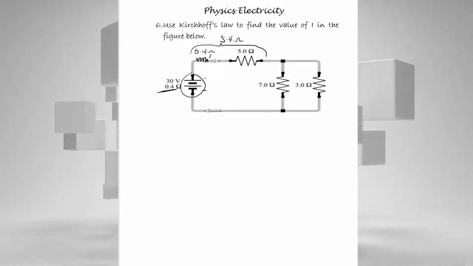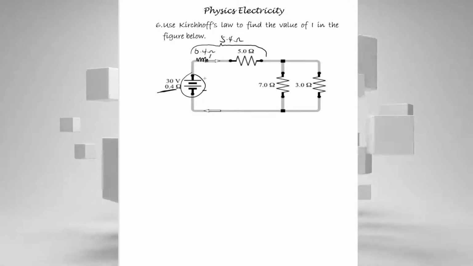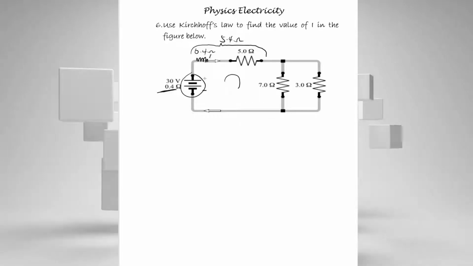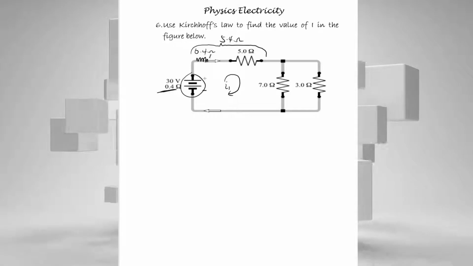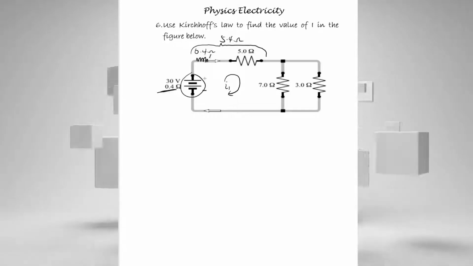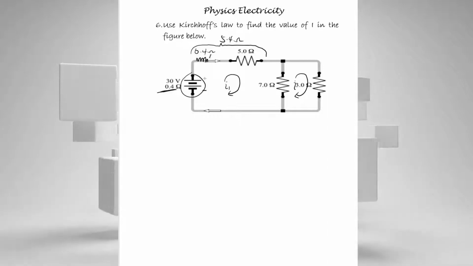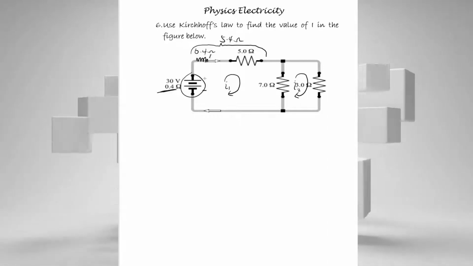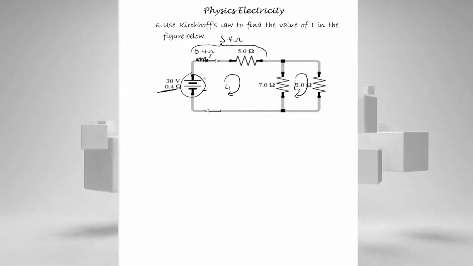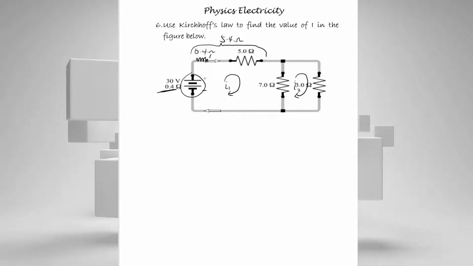And then I can see that we have two loops here. Let me call this loop 1, the I1 loop. And then we have this second loop here, loop 2, and let me call that the I2 loop. So we have the I1 loop and then the I2 loop. Let us look at the above.